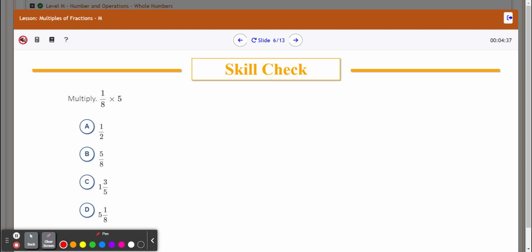Any numerator over 1 equals itself. So 5 over 1 equals 5. 10 over 1 equals 10.